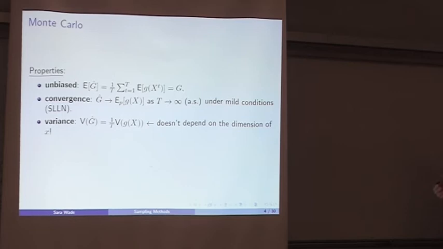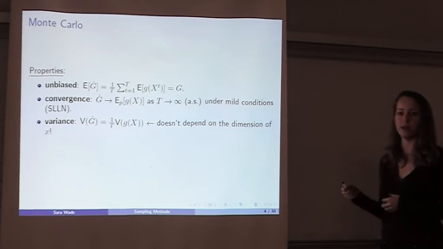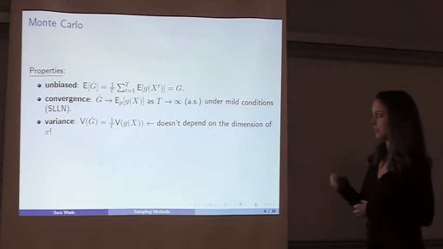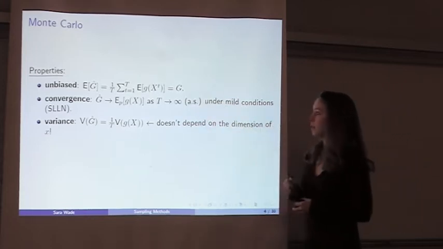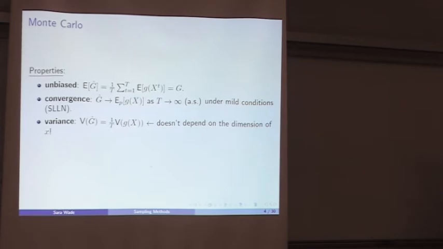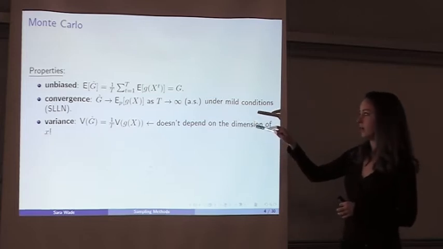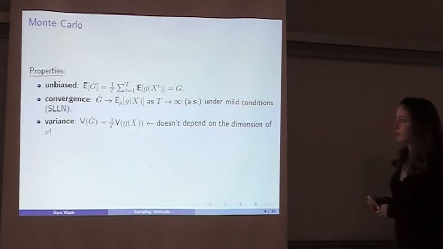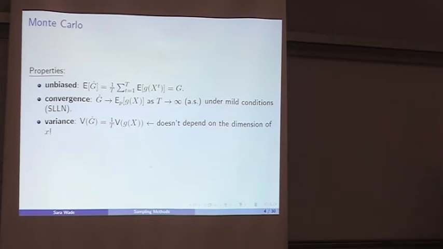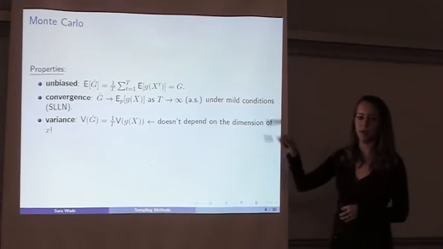Properties of this Monte Carlo method: it's unbiased. That just means that the expected value of our estimator is the quantity that we wanted to estimate. It has nice convergence properties. So our estimator converges to the thing that we wanted to estimate as t, our number of samples, goes to infinity, and this holds with probability 1, almost surely. And this just follows from the strong law of large numbers.